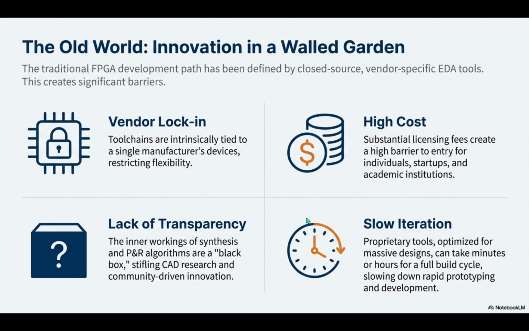Which I'm guessing creates a monopoly situation that leads straight to the second barrier, the cost. High cost, precisely. If the vendor has you locked in, they can pretty much set the price for the software license. Right. And we saw these substantial recurring licensing fees that acted as this huge form of financial gatekeeping. It wasn't just tough on a small startup, it created an enormous obstacle for academic institutions, for individual researchers. If you couldn't find a few thousand dollars for the annual license, you were just out. You simply couldn't participate in cutting edge FPGA research.